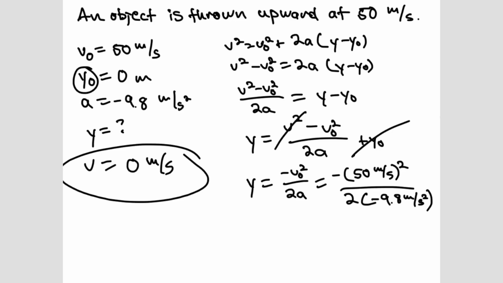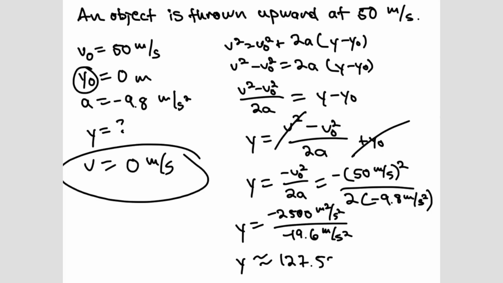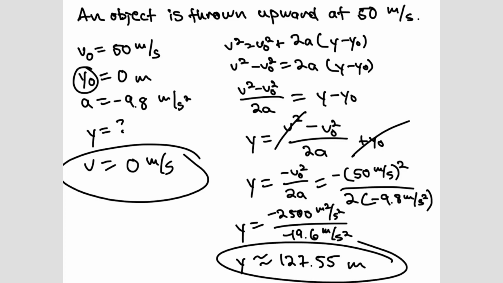50 squared is 2,500. This is negative 2,500 meters squared per second squared, divided by negative 19.6 meters per second squared. If I throw this into the calculator, 2,500 divided by 19.6, this gives a maximum height of about 127.55 meters. So that's the maximum height. We have a maximum height of 127.55 meters.